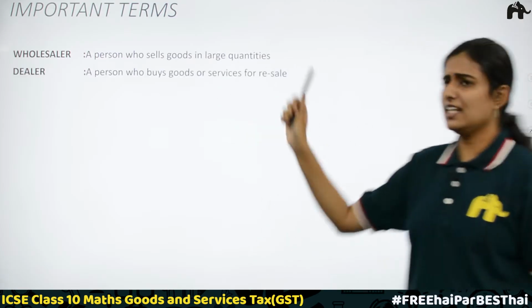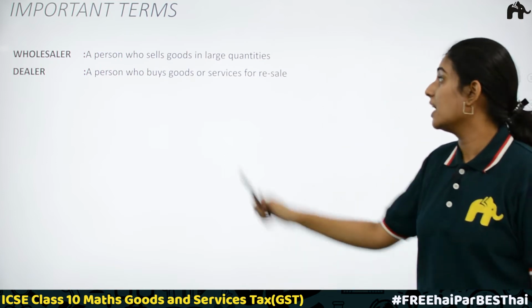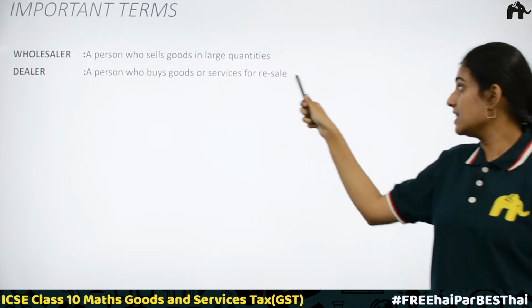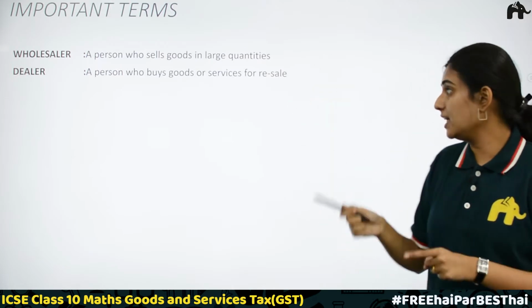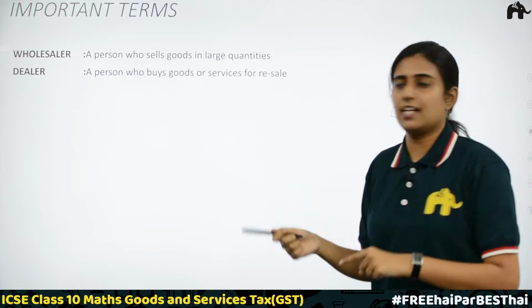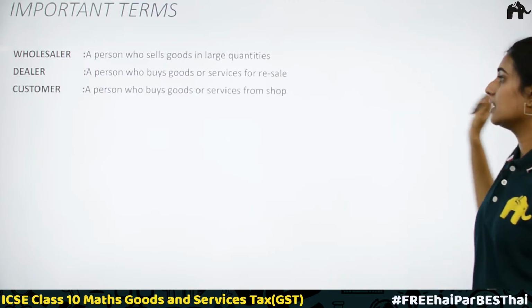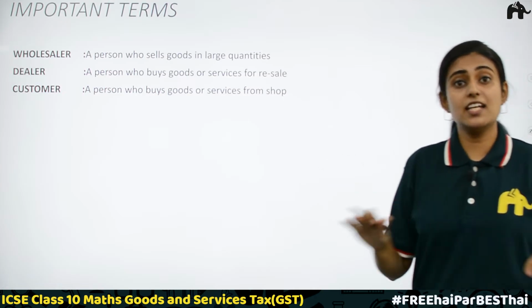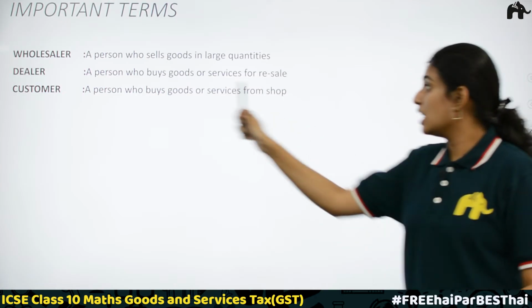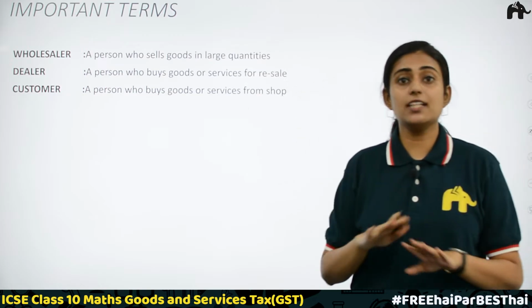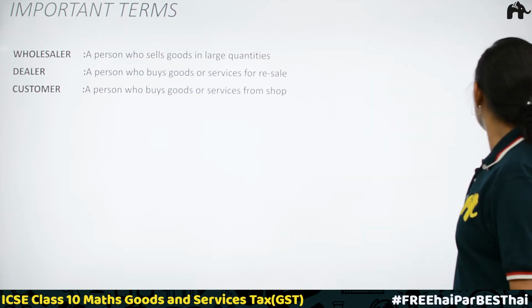Second is the dealer. Dealer is a normal shopkeeper, a person who buys goods or services for resale. Resale, that is, reselling is being done. He purchases products from the wholesaler and sells it to someone else. Third, customer, that is, we people who purchase, and there is no more reselling. A person who buys goods or services from a shop. They use the product, there is no reselling happening here.